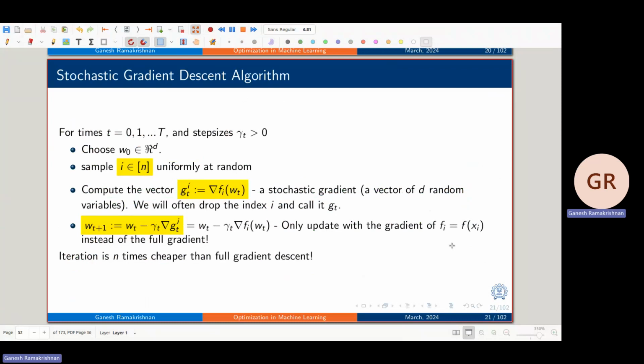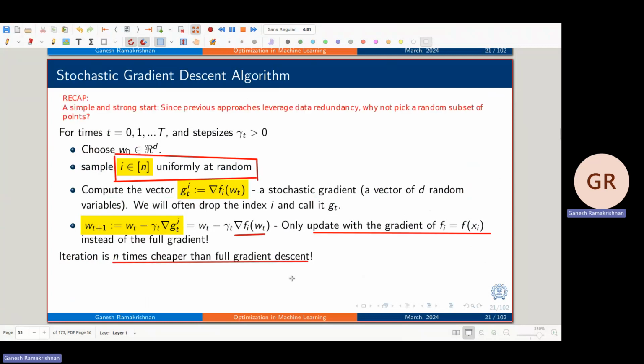Okay, so you want to now start with the simplest of the lot, where you sample the points uniformly at random. This is simple, but you can think of the more sophisticated CRUST, GradMatch, and other schemes. So this is very simple. Iteration becomes n times cheaper than full gradient descent. No brainer, right? So this is the key here. You are only computing this, and therefore you have n times speedup.